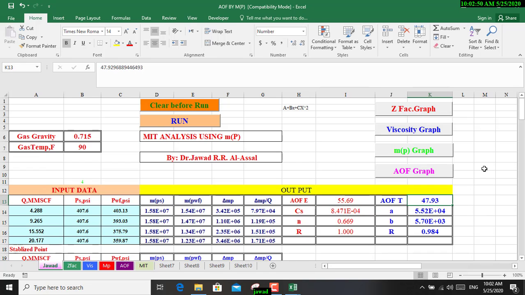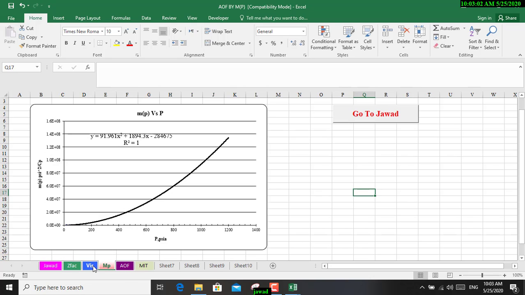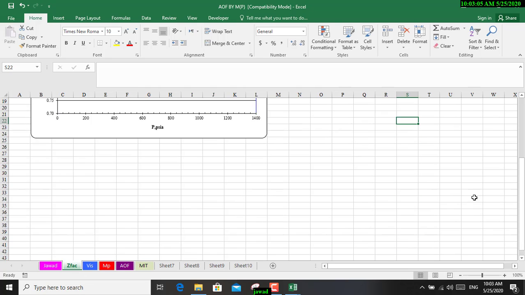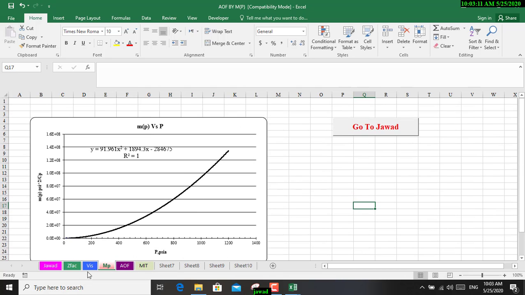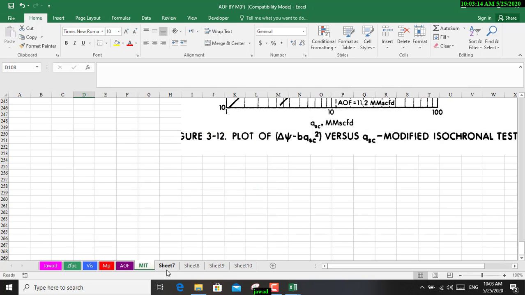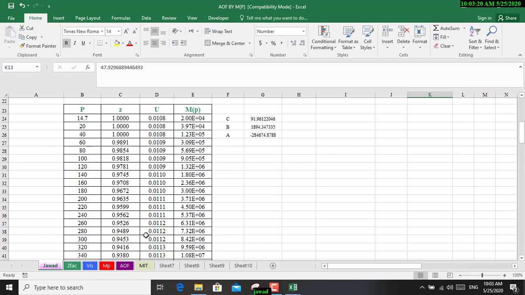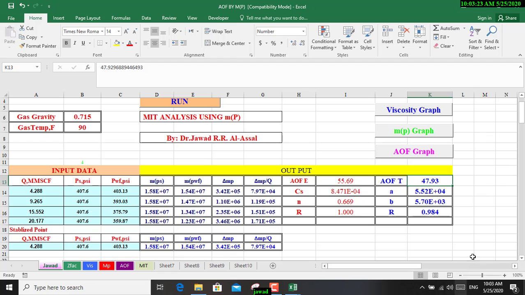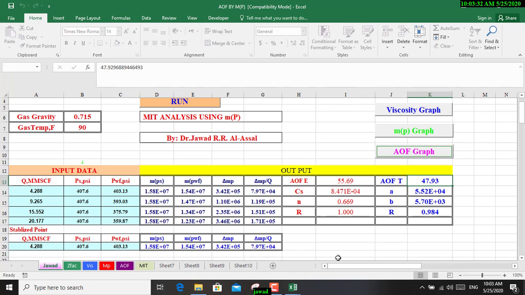Why am I using this program? Because I am not using the graph, just go to the graph. Where's the graph? I will show you the graph. Where is that now? MOP, viscosity, MIT, this is the definition. Okay. Because I am not using eye judgment. See the graph, absolute open flow potential. This is a stabilized point. I will show it to you.